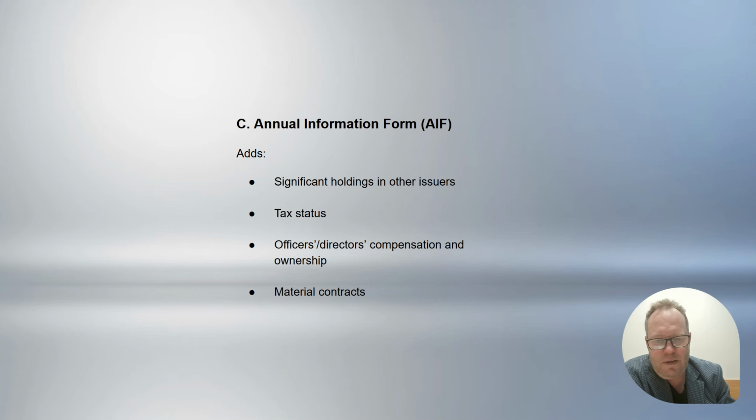So again, think of the Fund Facts as a summary, think of the prospectus as the detailed summary, and think of the annual information form as kind of like an addendum or an add-on to the prospectus.